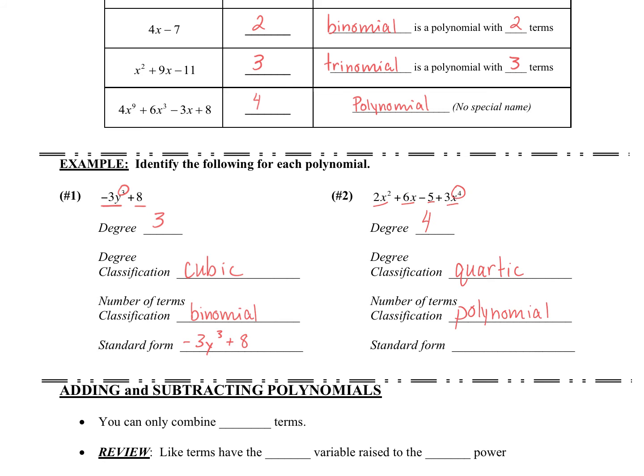And then finally, writing this in standard form means writing it with the exponents in descending order. So we start with our largest. So we have positive 3x to the 4th power. Our second largest is positive 2x squared. And then we have plus 6x minus 5.